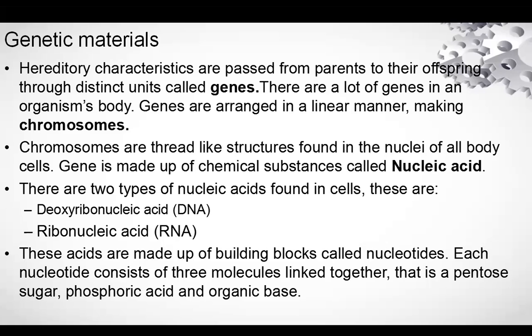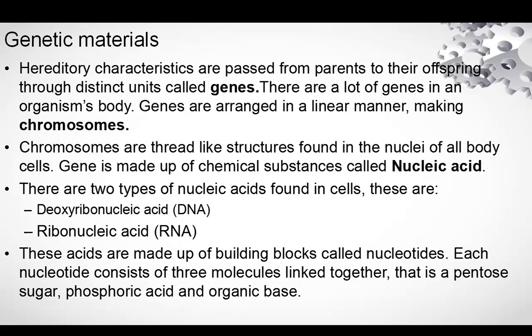Hereditary characteristics are passed from parents to their offspring through these distinct units, which we call the genes. As we already talked before, there are a lot of genes in the organism's body, and these genes are arranged in a linear manner, making them chromosomes. Now, the chromosomes are thread-like structures found in the nuclei of all body cells, and the gene is made up of chemical substances called the nucleic acid.